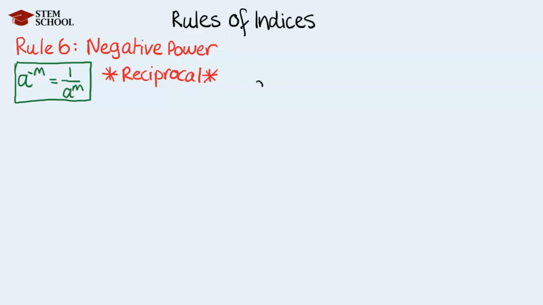Let's do an example. We have x to the power of negative 4. If you saw that in an expression or an equation, we don't like dealing with that. What we want to do is convert it into a positive power. So you take the reciprocal, 1 over x to the power of 4. So you have a positive power in the denominator.